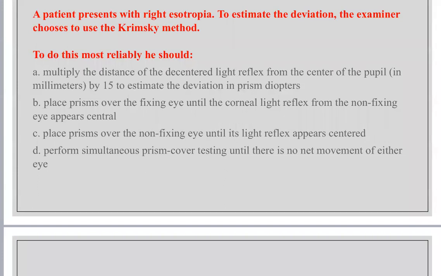But here, as I told you, the Krimsky test or method is being replaced by the modified, new one. Place prism over the non-fixing eye until the light reflex appears central. Yes, this is called Krimsky, but this is old. So here, most reliably, you do option B, which is placing the prism over the fixing eye until the corneal reflex from the non-fixing eye appears central.